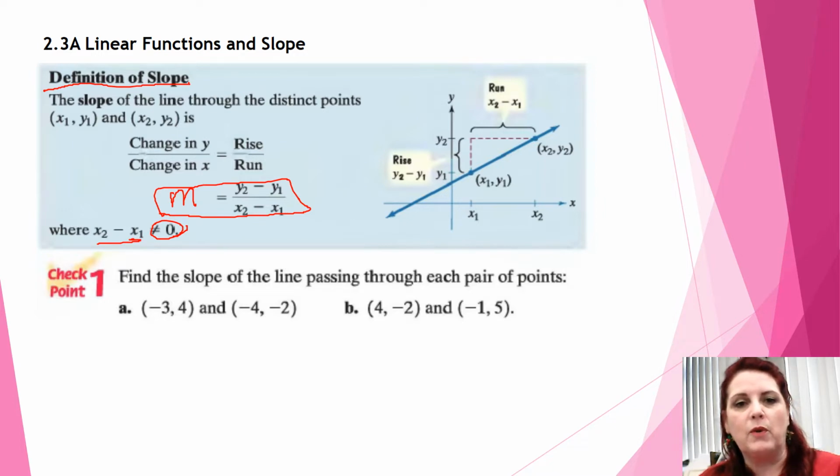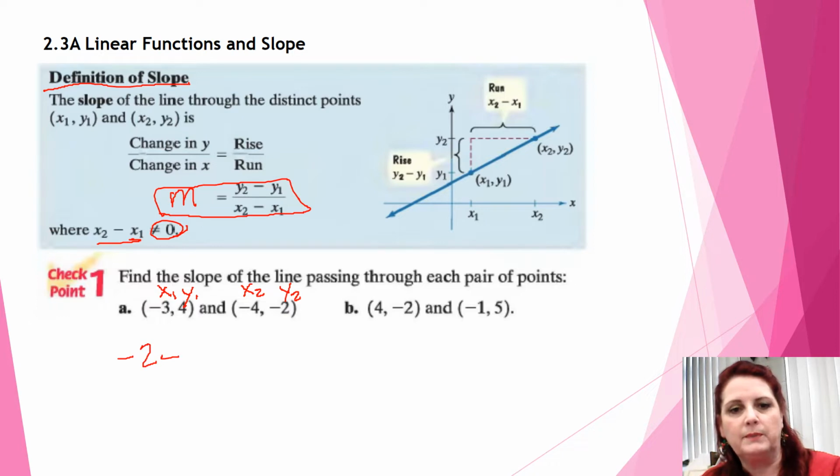So let's use that formula and find the slope of these lines. We're going to have a line that goes through these 2 points, negative 3, 4 and negative 4, negative 2. Let's indicate that this one is our x1, this is our y1, this is our x2, this one will be our y2. So if we take y2, which is negative 2, and subtract y1, which is 4, we're going to put that over x2, which is negative 4, minus x1, which is negative 3.